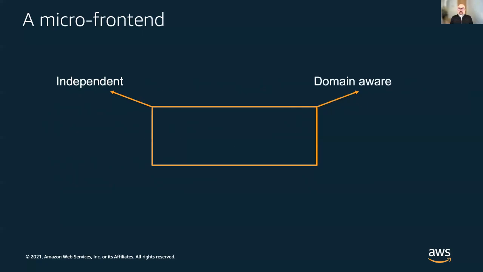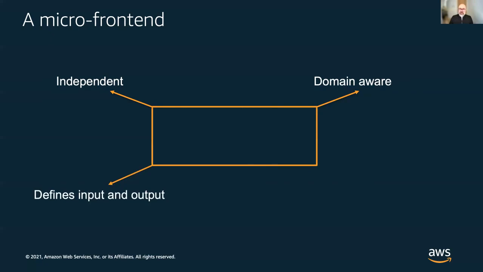Another thing is domain aware. So it knows exactly what it has to do. It doesn't need someone else or the context to provide all that information to behave in a certain way. And that is tightly coupled with the concept of independent deployment, because now we can deploy our microfrontend independently. We don't have to coordinate the deployment across multiple teams.